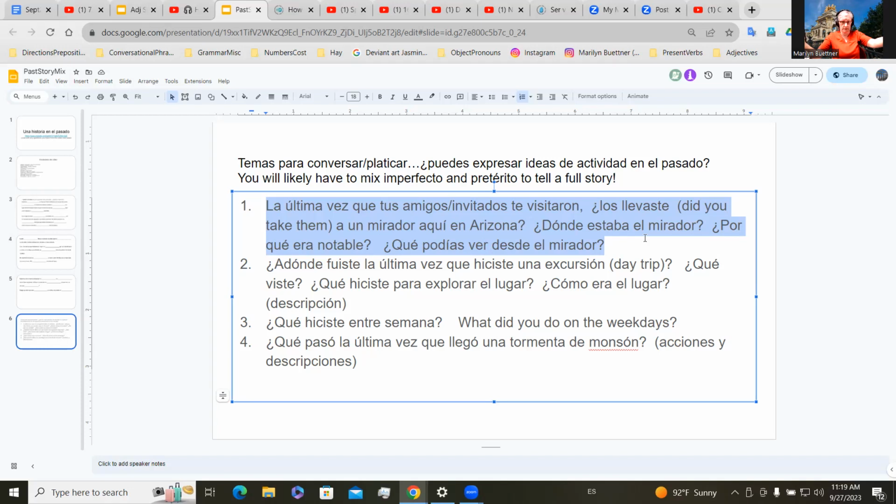Bueno, ideas de ustedes. Some ideas from you con esto. When you take your guests someplace because you want to show them what something looks like, this is that kind of question. Well, I can throw out a couple of things. Candy and Tom nos visitaron. Los llevamos a Mount Lemmon, cerca de Tucson. We took them to Mount Lemmon.